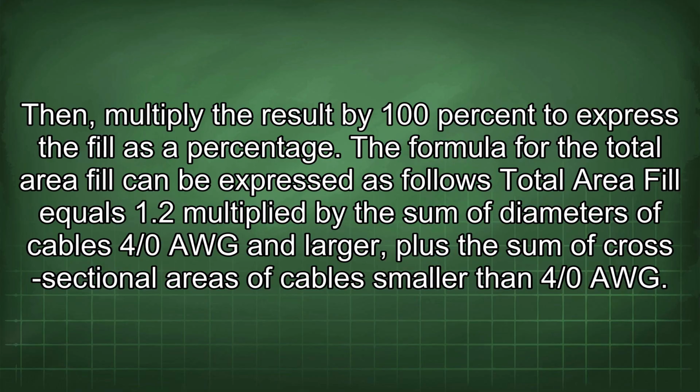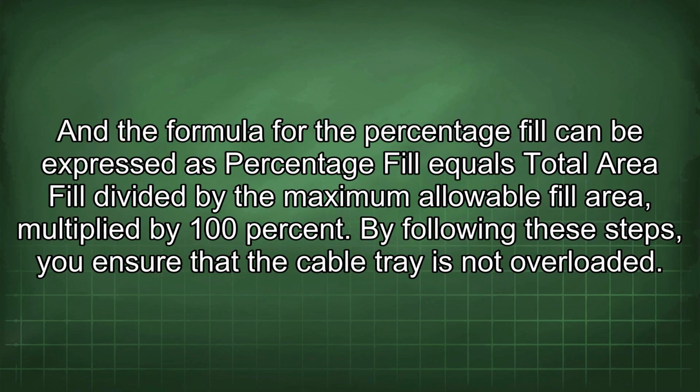The formula for the total area fill can be expressed as follows: total area fill equals 1.2 multiplied by the sum of diameters of cables 4/0 AWG and larger, plus the sum of cross-sectional areas of cables smaller than 4/0 AWG. And the formula for the percentage fill can be expressed as percentage fill equals total area fill divided by the maximum allowable fill area, multiplied by 100%. By following these steps, you ensure that the cable tray is not overloaded.